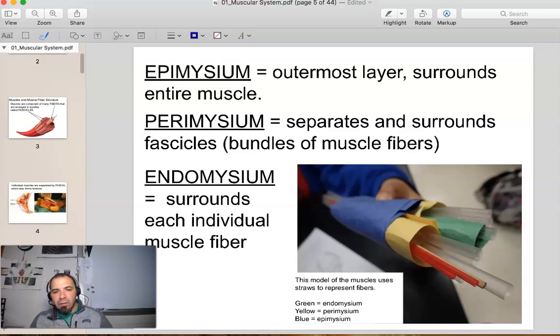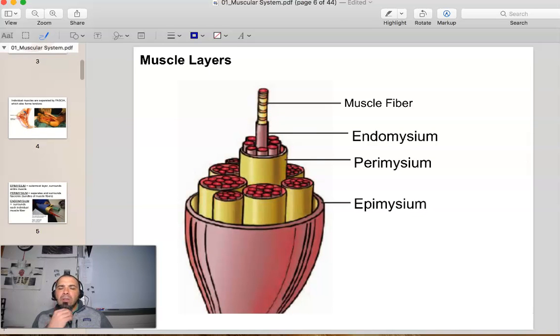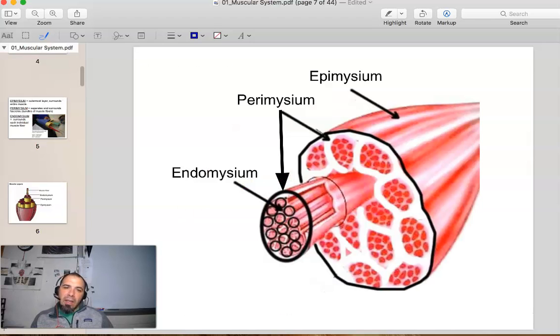So there's an image there of using straws and stuff, but we don't want to use straws. Oops, let me get back to my slide here. So the muscle layers: epi is the outside, there's your perimysium and endomysium, and then there's your muscle fibers. We're going to be building models later. Here's another image of it, so you may want to pause and draw that. You can see the endo is the innermost, then the peri, and then the epi.